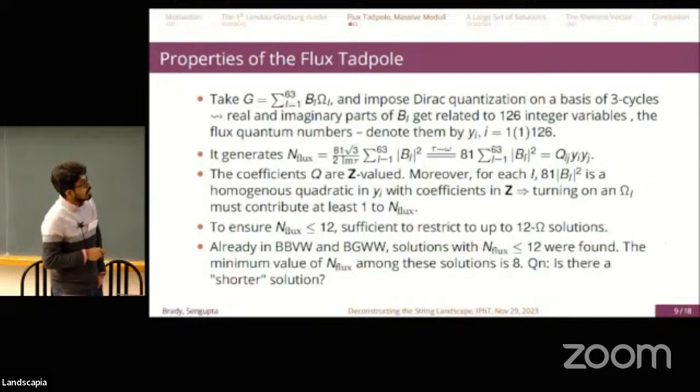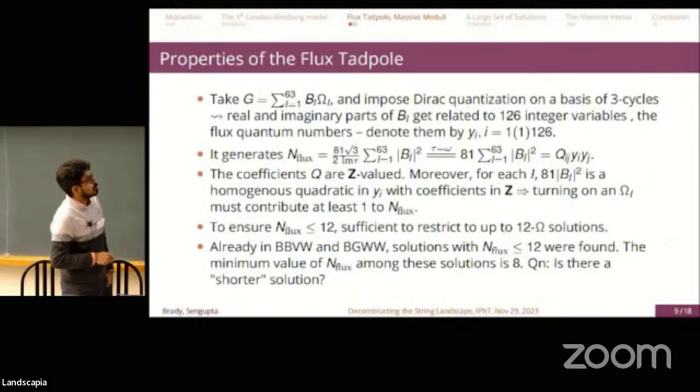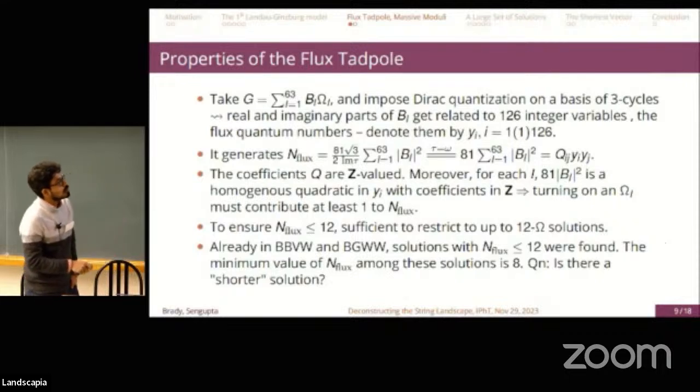So to ensure that we satisfy the tadpole cancellation condition, the flux has to be smaller than or equal to 12. It is sufficient to restrict to up to what we call 12 omega solutions, in the sense that you need not turn on more than 12 different fluxes. Already in BBVW and BGWW, the 2005 paper and the 2022 paper, solutions with flux tadpole smaller than or equal to 12 were found. The minimum value of the flux tadpole among those solutions is 8.